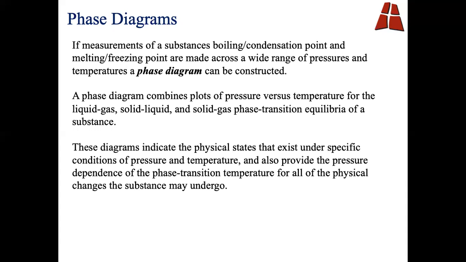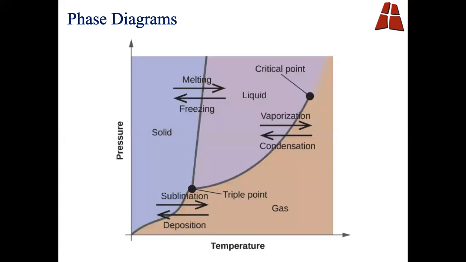And so why are these diagrams useful? They indicate the physical states that exist under specific conditions of pressure and temperature. Essentially, if we change one or both, we could end up with a phase transition. They also provide the pressure dependence of phase transition temperatures, for any transition we may undergo.